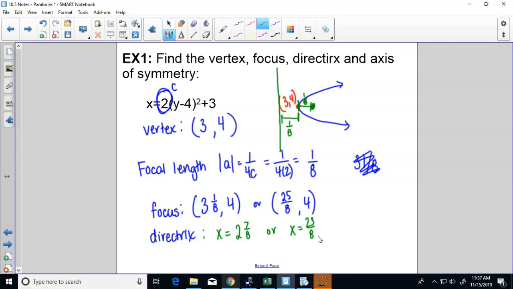Okay. Questions on that part? And then the last thing it asks for is axis of symmetry. Axis of symmetry would be this line right here. That is a horizontal line.